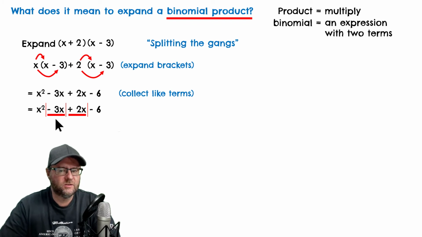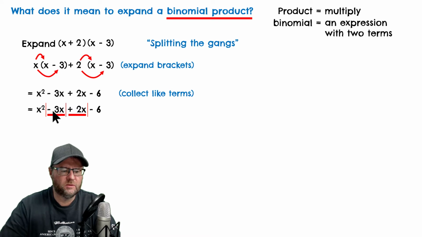And I can see these two are like terms. They have the same letter, the same pronumeral, minus 3x plus 2x. So I can add those two together. And when I've got negative 3 x's, I add 2 more, I've got negative 1x.